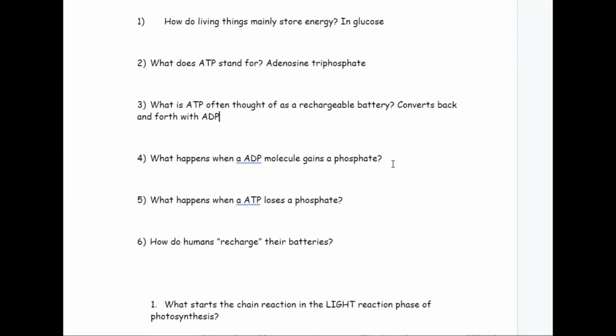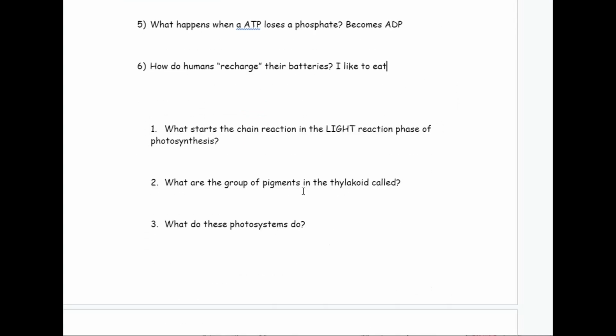What happens when an ADP molecule gains a phosphate? It becomes ATP again. What happens when ATP becomes ADP, the energy-poor molecule? How do humans recharge their batteries? I like to eat. That's what humans do.